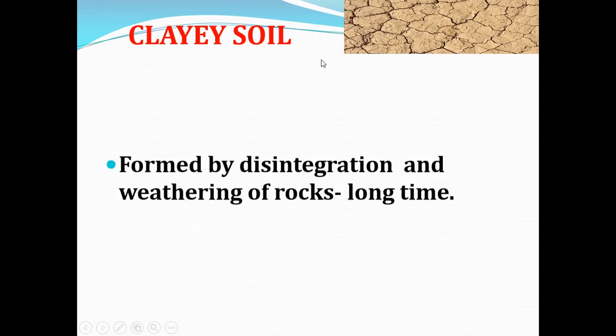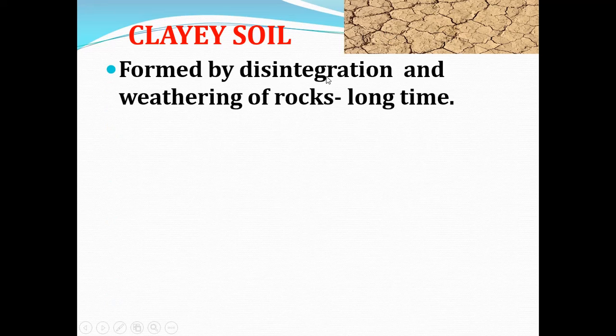Now the next type of soil is clay soil. So clay soil, here you can see in the picture clay soil. It is formed by disintegration and weathering of rocks for a long time. Okay, so how is it formed? Due to the disintegration and weathering of rocks for a long time.